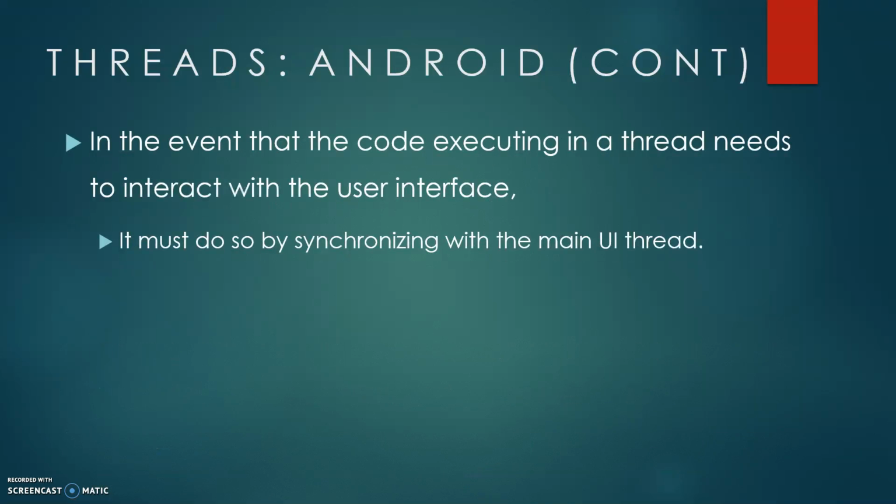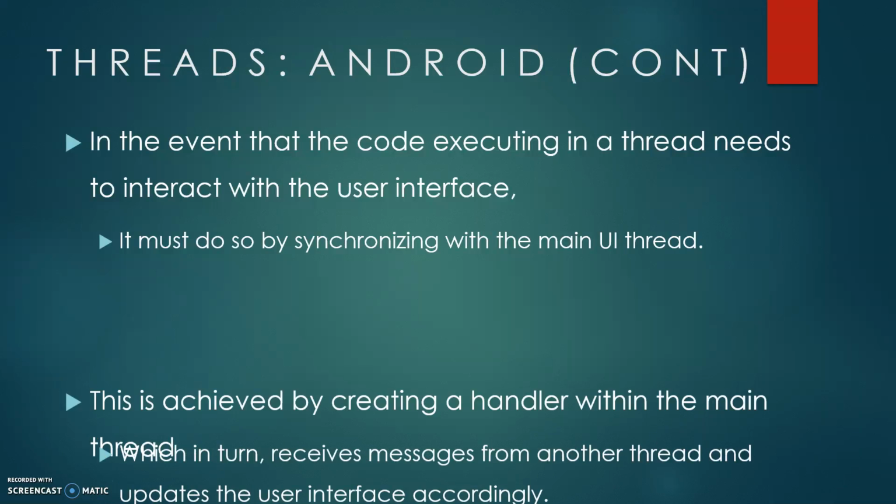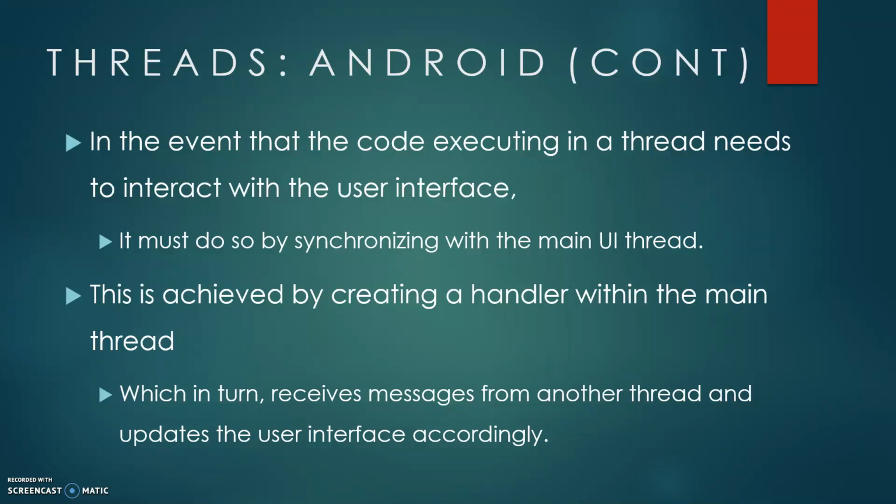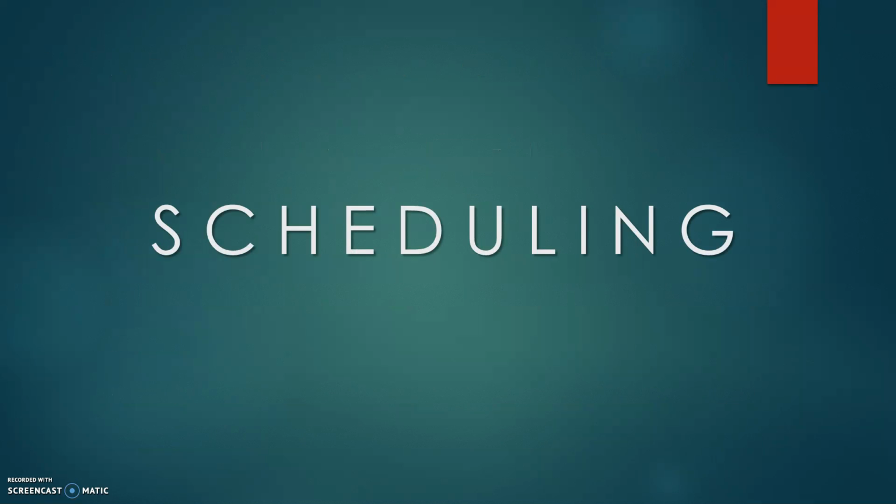Next, in the event that the code executing in a thread needs to interact with the user interface, it must do so by synchronizing with the main UI thread. This is achieved by creating a handler within the main thread which in turn receives messages from another thread and updates the user interface accordingly.